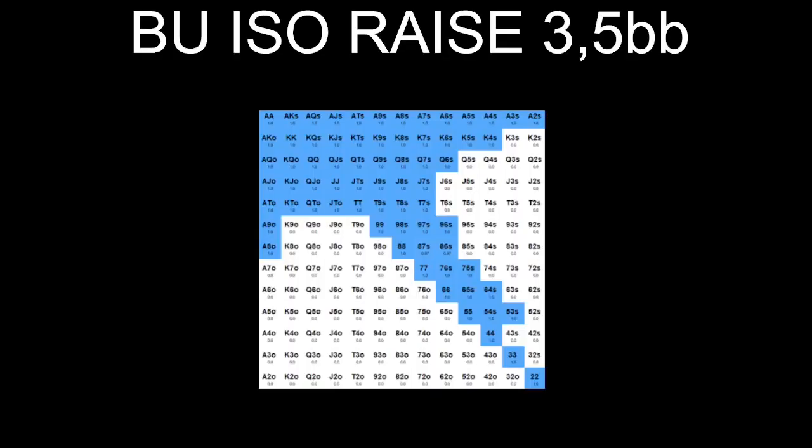Okay, we see that the button doesn't overlimp. Solver prefers to isolate the fish with 3.5 big blind sizing. We see some marginal holdings like King 4, 9-6 or 5-3 suited. You can slice them off because those hands gain the least amount of EV. Ace 8 offsuit is also on the edge of profitability.